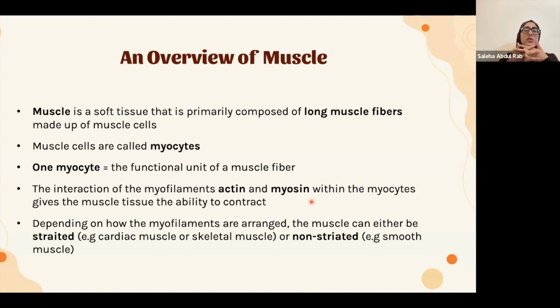We're going to come to what actin and myosin are in just a minute, but essentially you can think of them like this. They overlap, and when they come together like this is when a contraction happens. When they release is when the muscle expands or relaxes. Contraction, relaxation, contraction, relaxation. Okay. So depending on how the myofilaments are arranged, muscles can either be striated or non-striated. Striated muscles are cardiac muscles or skeletal muscles. Non-striated muscles are smooth muscles.